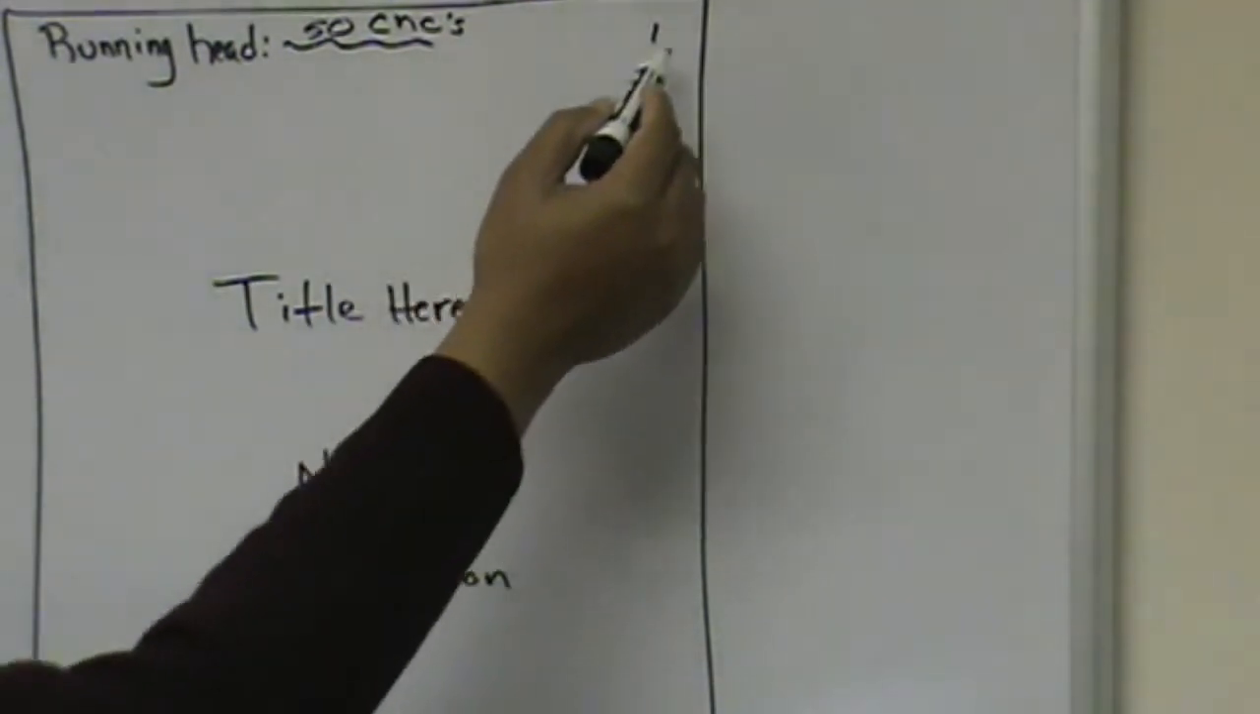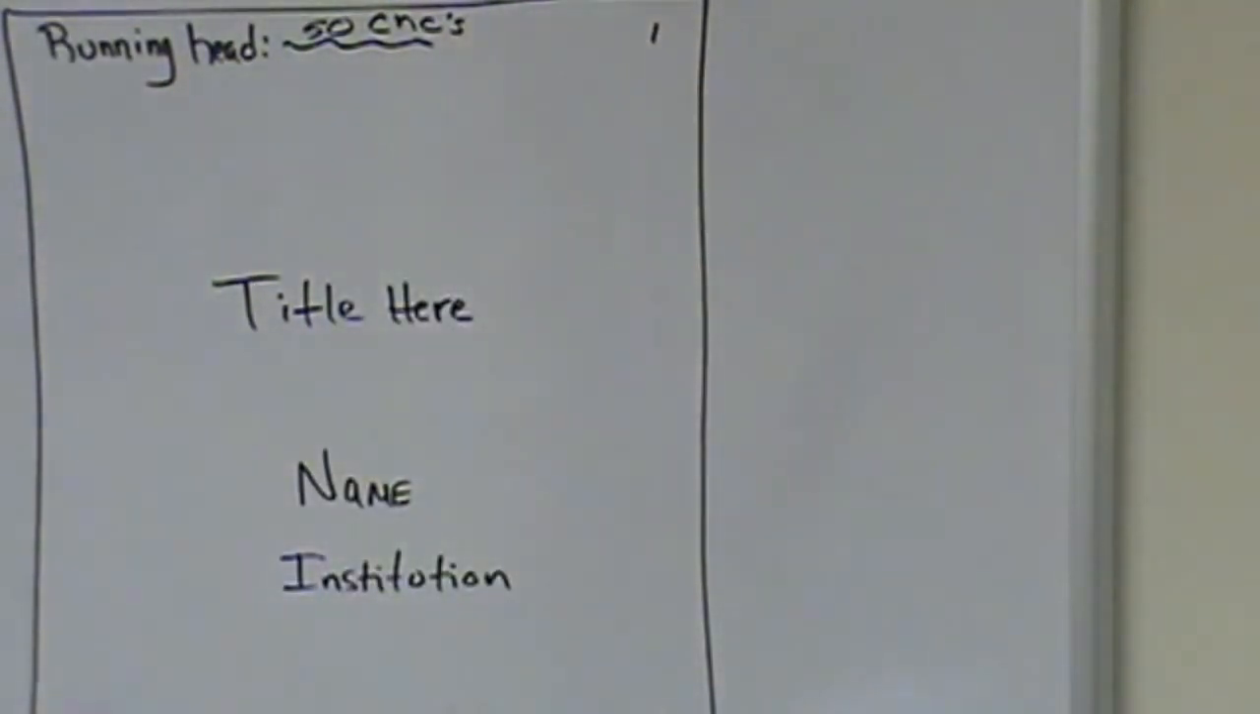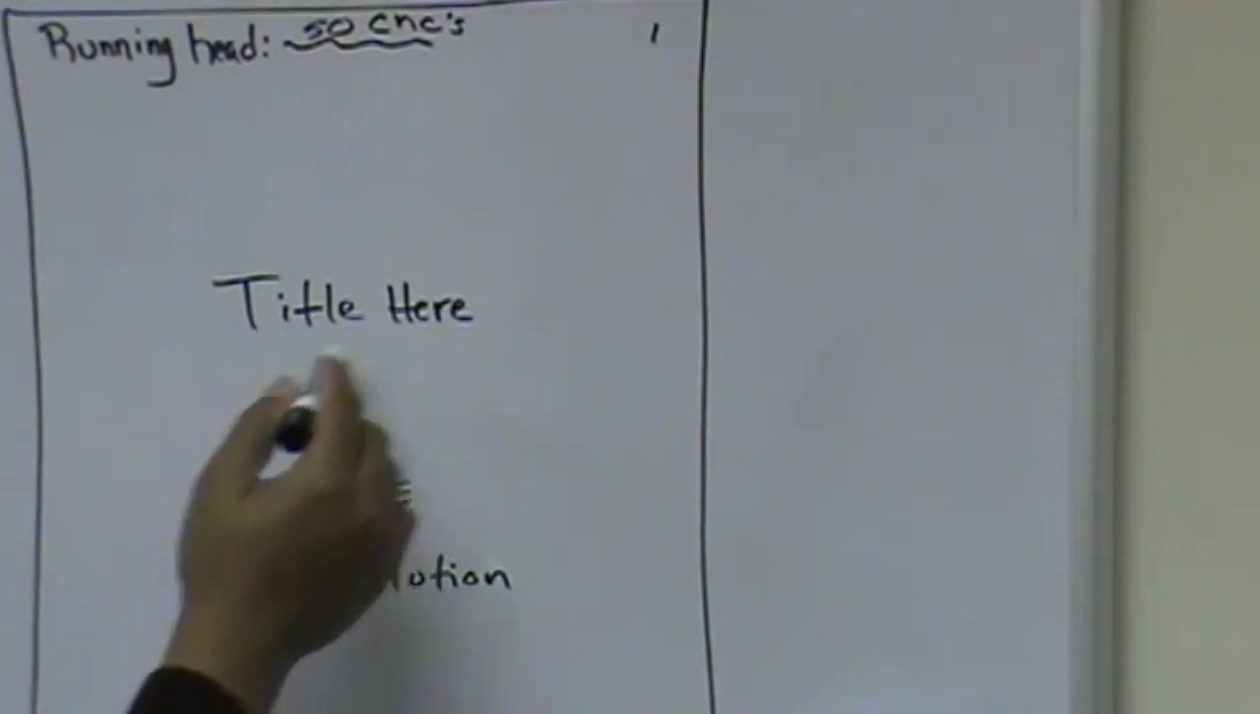The other thing to notice is the page number. Some students miss that. The page number is on the upper right-hand portion of the paper and actually starts showing up on the first page, on the title page. Now, let's get into the title.